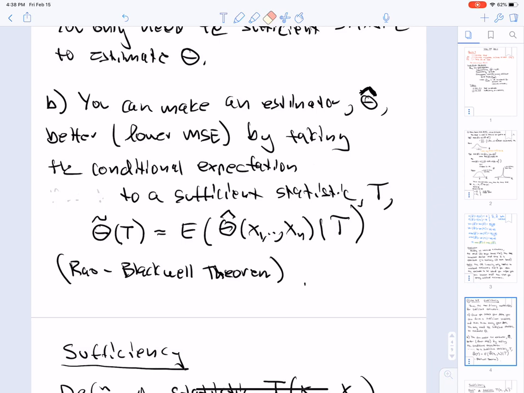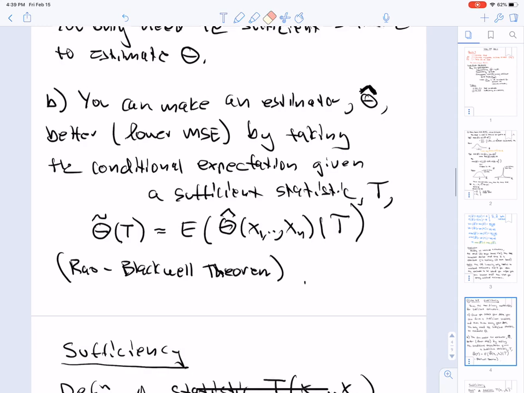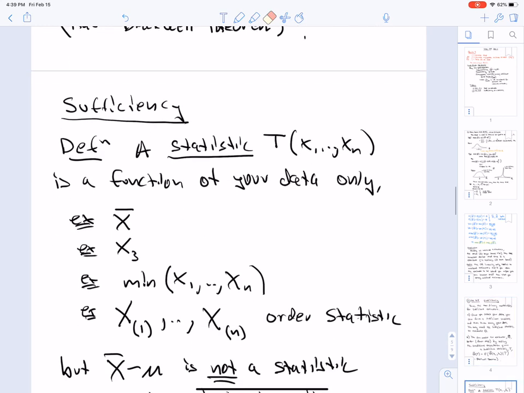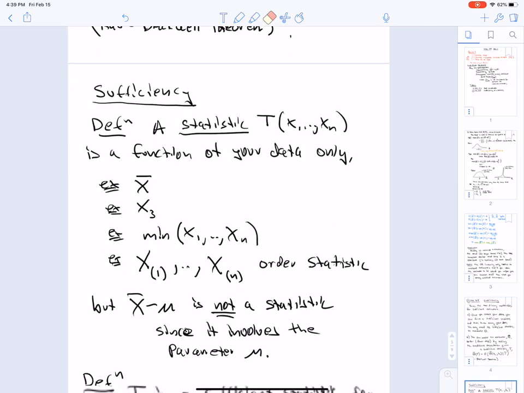So I should say, given a sufficient statistic t, this is a function of t now. And so the result of the Rao-Blackwell theorem is that this estimator is going to have a smaller MSE. We'll talk about this next time, but we need to understand what sufficiency means.